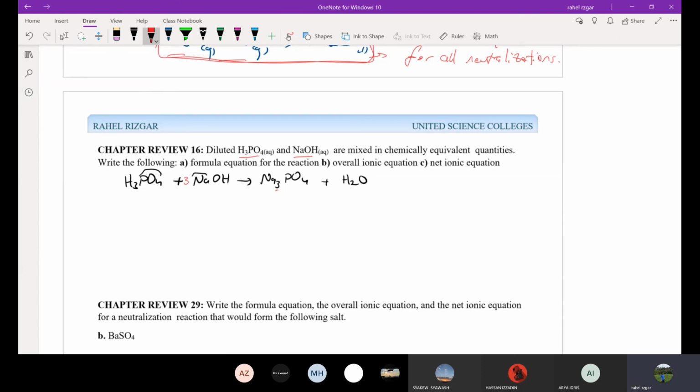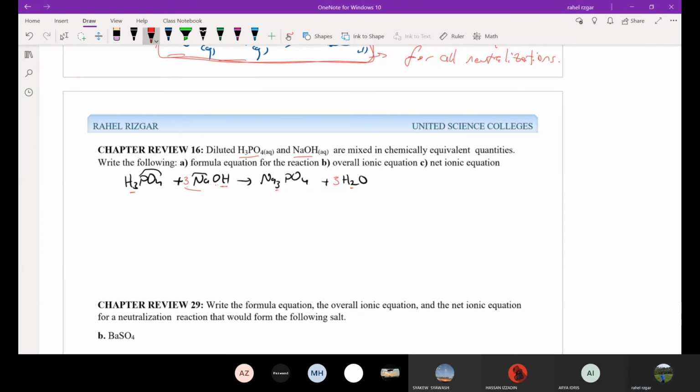Let's balance the hydrogen. 3 hydrogen here, 3 hydrogen also here. 6 hydrogen. What about here? 2. So 3 times 2, 6. Let's see if the oxygen is balanced. We have PO4. We have 3 oxygen here. We also have 3 oxygen here, so it's balanced. Oxygen is balanced.